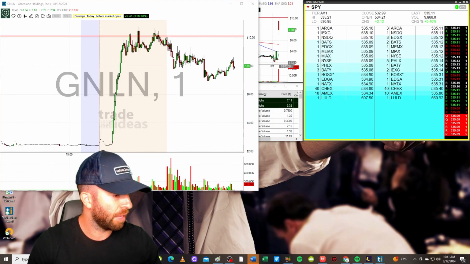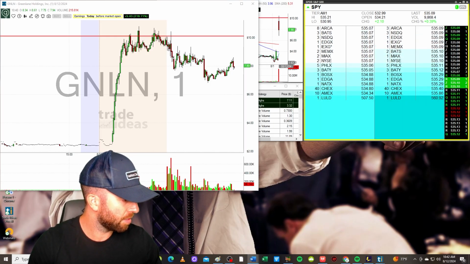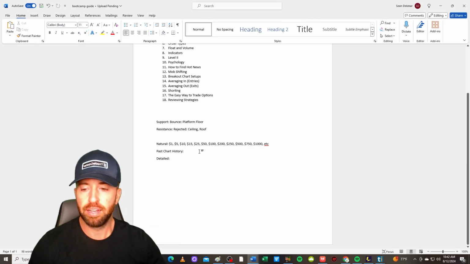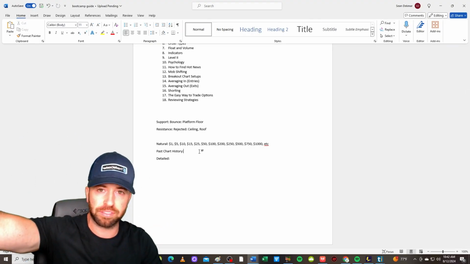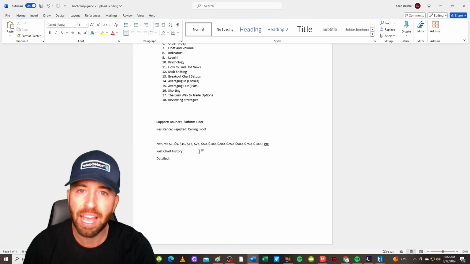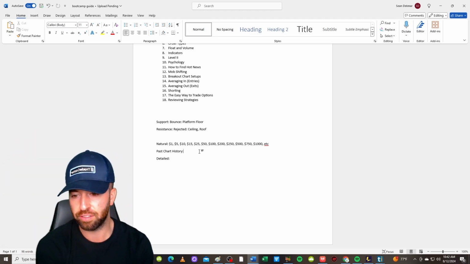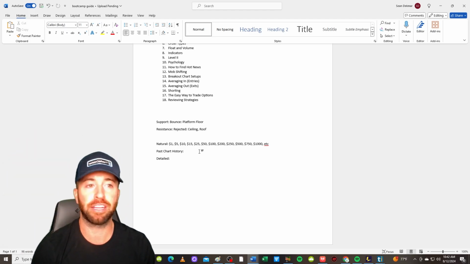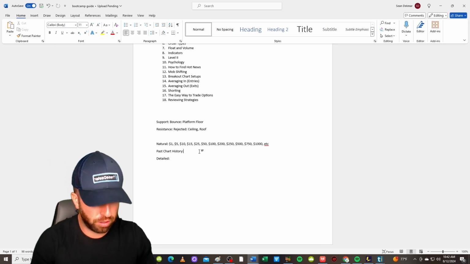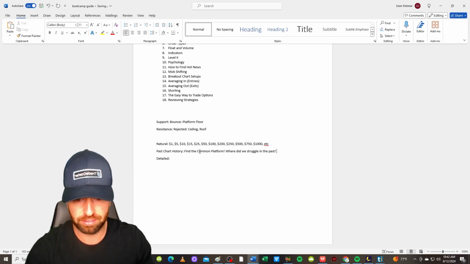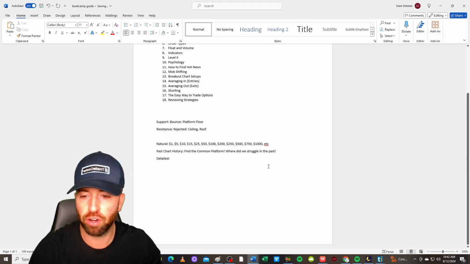So let's keep going and go over to natural resistance and support. Again, same exact thing. If we were a $15 stock and we were falling down to the price of $10, guess what? We'd get a bounce play off $10 the same way we get rejected at $10. Now, we can also look at past chart history. The past chart history pattern is to find the common platform. Where did we struggle in the past? This is what past chart history patterns are all about.